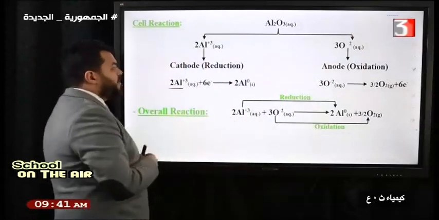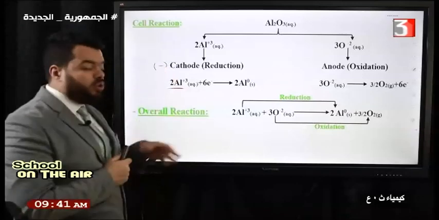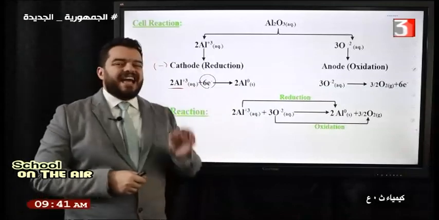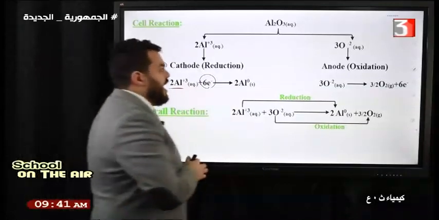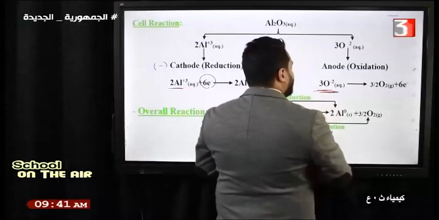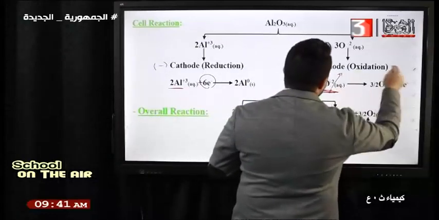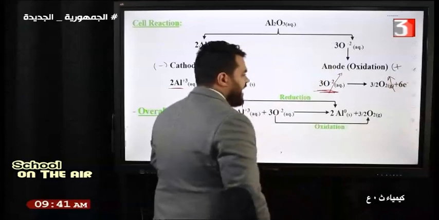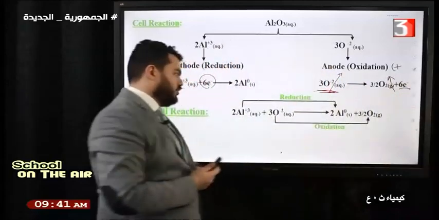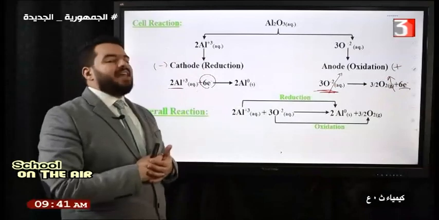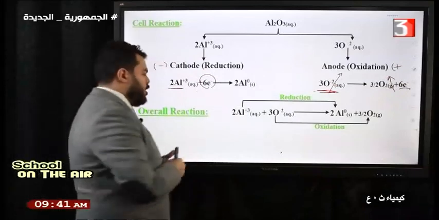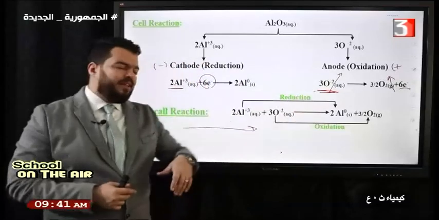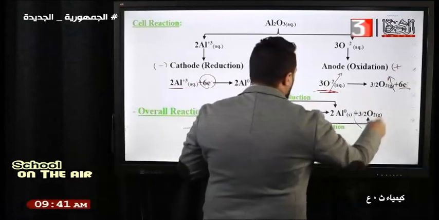So the aluminium will travel to the cathode, the negatively charged electrode, to be transformed into aluminium when it gains electrons, so it has done the reduction reaction. And on the other hand, the negatively charged oxygen ion will be transferred to the anode with the positive charge to be neutralized and converted into oxygen gas, and it will lose 6 electrons. When you connect the two half cells or two half reactions together, you will get this overall cell reaction, with the aluminium ion converting into solid aluminium and the oxygen negative ion converted to oxygen.